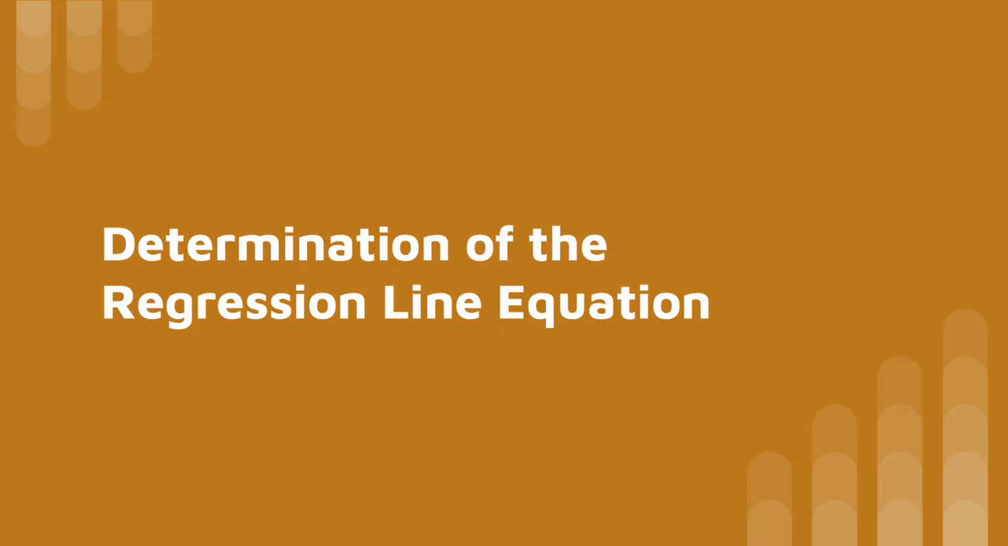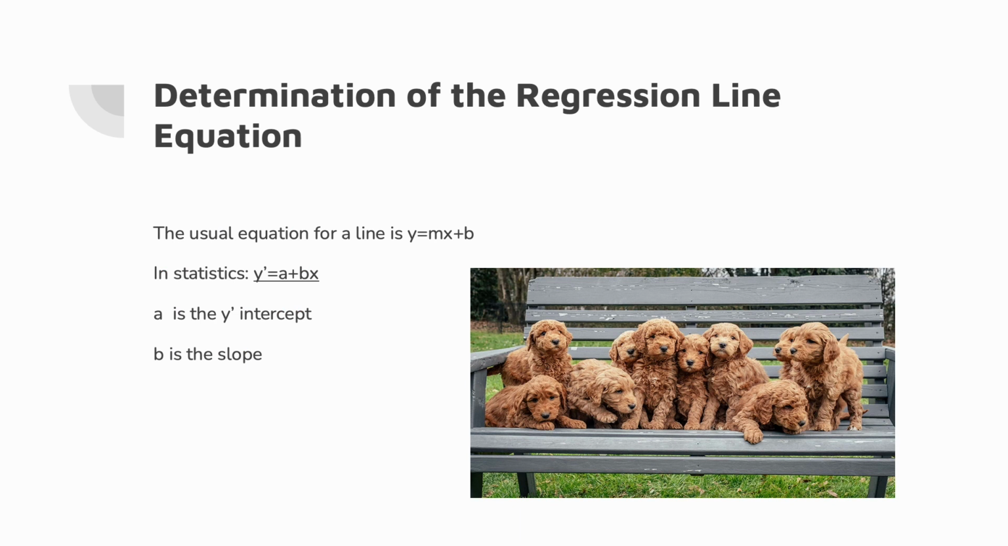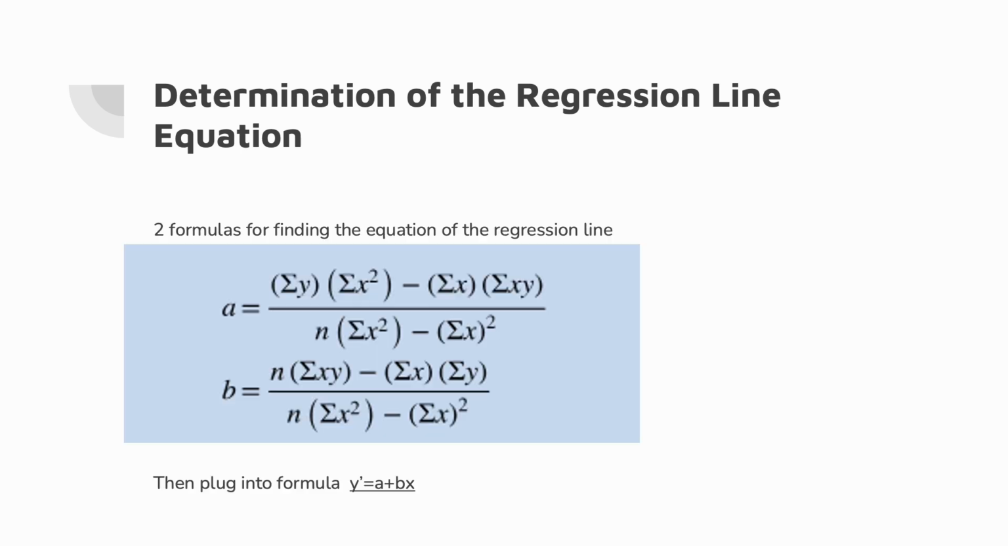Determination of the regression line equation. The usual equation for a line is y equals mx plus b. In statistics, it will be y prime equals a plus bx. a is the y prime intercept, and b is the slope.